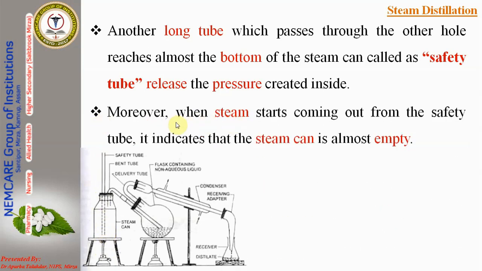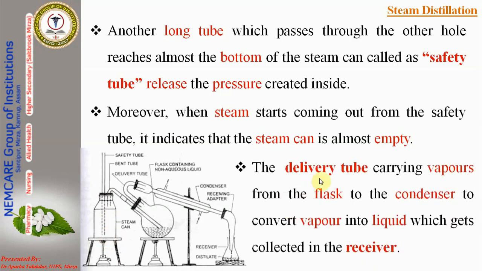Moreover, when steam starts coming out from the safety tube, it indicates the steam can is almost empty. As we fit this safety tube almost to the bottom of the steam can, when steam starts coming out from this tube, it indicates that the liquid we filled in the steam can is almost empty, because of which the vapor starts coming out of the safety tube.